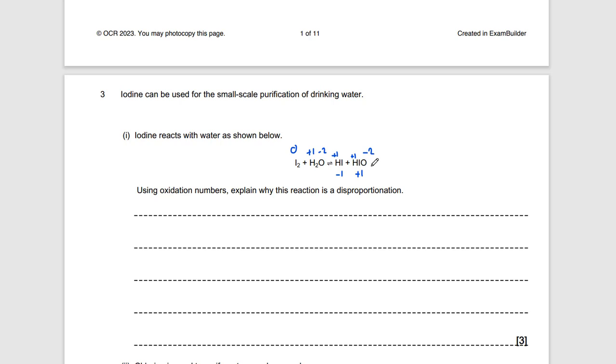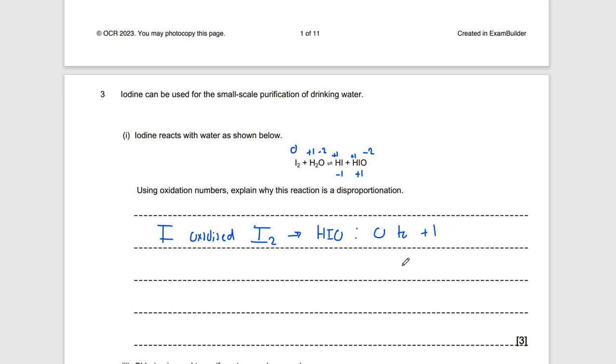So what to write down then to get you 3 marks? So explain why it's disproportionation. So very, very easy. Just write down the oxidation. So put iodine. Iodine is oxidized, from I2. So it's oxidized, it's losing electrons. So I2 to HIO. And the oxidation number change is 0 to +1.